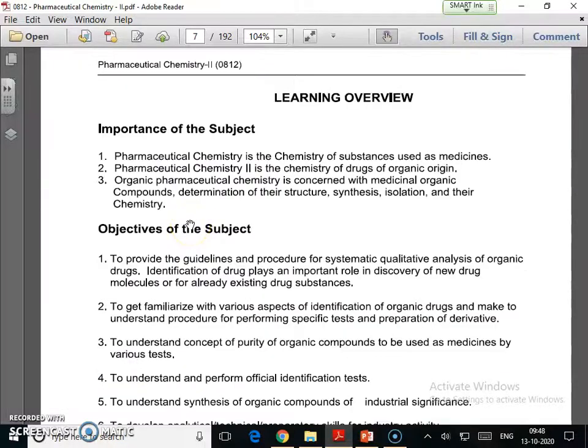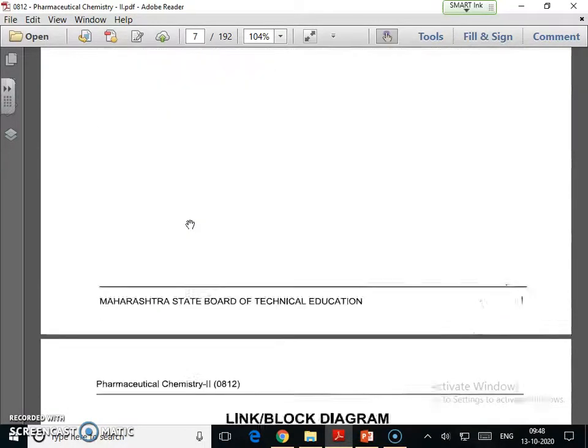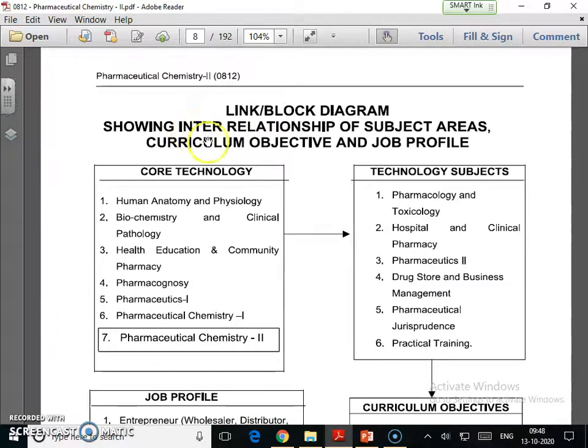Then the learning objectives, like what are the objectives of studying pharmaceutical chemistry 2, the link diagram and a block diagram showing the interrelationship between the subject area, curriculum, objective and job profile. The core technology subjects are there. You might have studied it in first year also, link diagram and block diagram, but that was for first year. This is for second year.